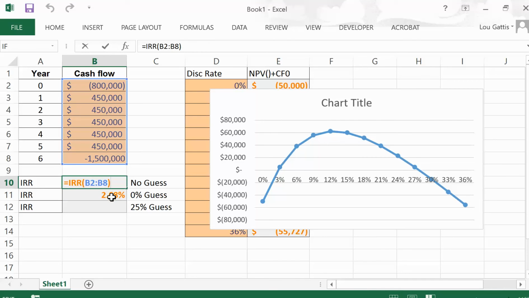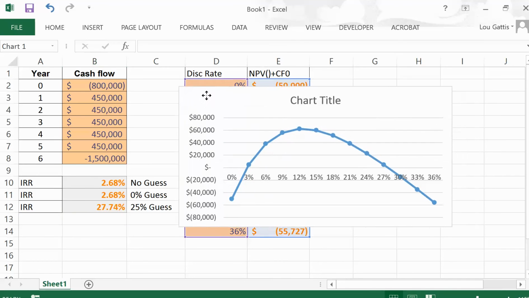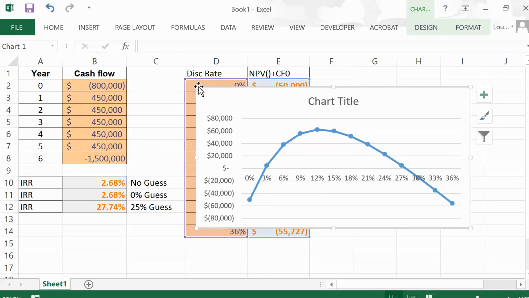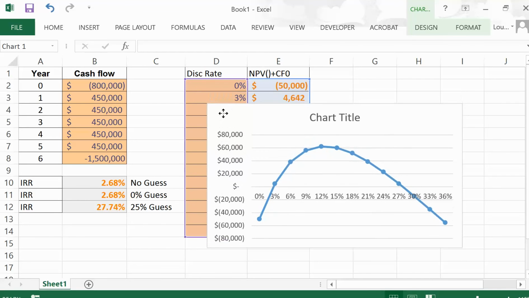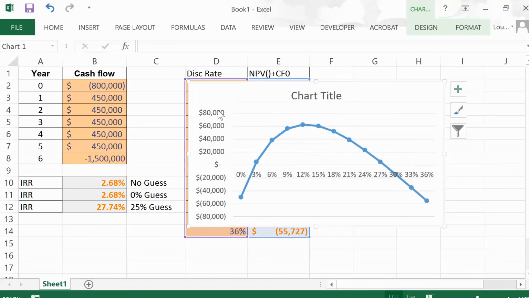By not putting in a guess, it's using 0. So if I put in a guess of 0, I'll also get 2.68%. However, if I put in a guess of, say, 27%, that must be that other intercept. So this problem has two IRRs. This just builds another argument that you should be using NPV to evaluate projects. I would say for any discount rate between, say, 3% and 27%, I would accept this project.